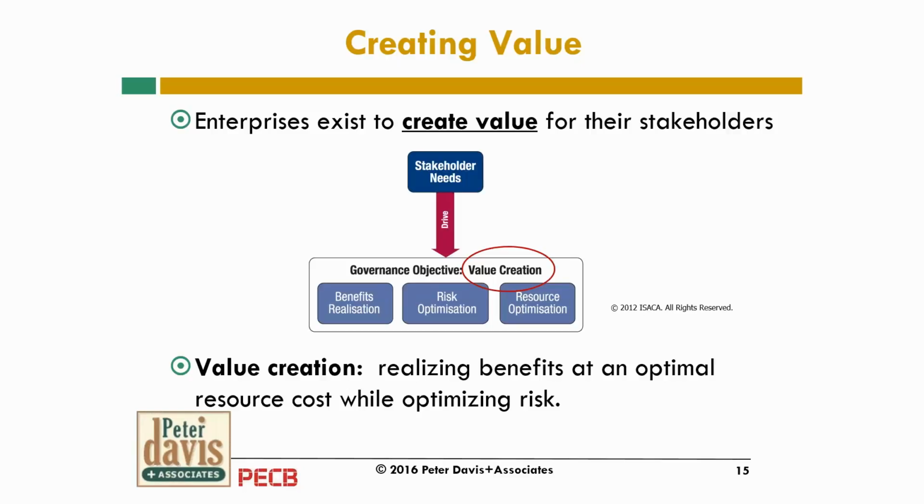Unfortunately for us, if we look at COBIT and ITIL, they have attempted to define value creation for us. And as it says there, enterprises exist to create value for their stakeholders. So our challenge is to understand all our stakeholders. Here we see a flow from the stakeholders' needs, which drives the value creation. And value creation is further broken down into three components: benefits realization, risk optimization, resource optimization. So you see the definition of value is realizing benefits at an optimal resource cost while optimizing risk.